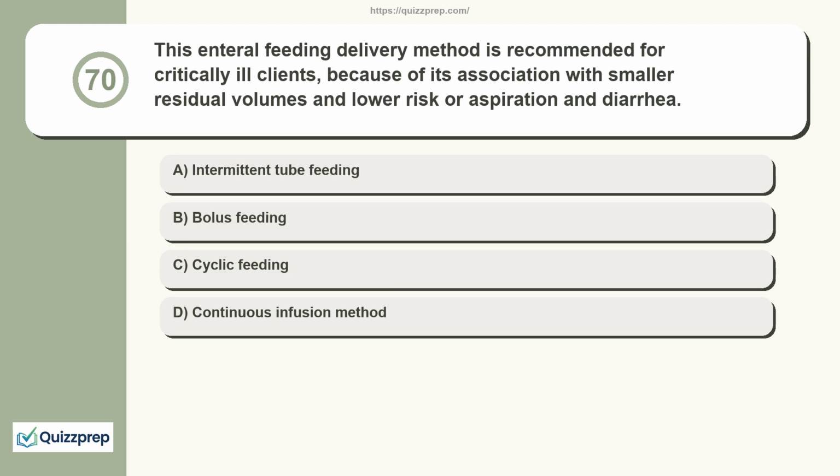Question 70. This enteral feeding delivery method is recommended for critically ill clients because of its association with smaller residual volumes and lower risk of aspiration and diarrhea. Intermittent tube feeding, bolus feeding, cyclic feeding, continuous infusion method.